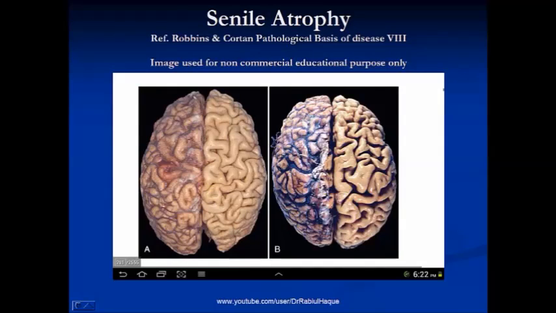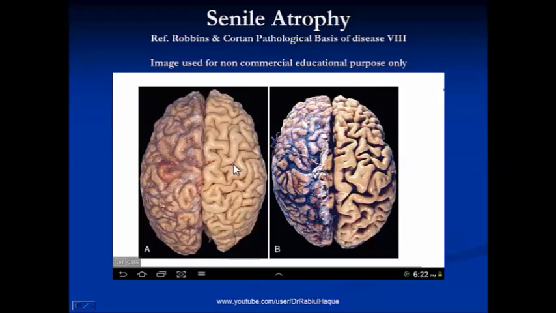Here are some images from your textbook, and this is an example of senile atrophy of the brain. As you can see, we have two images here. On the left we have a normal healthy brain. On the right side of this image, the meninges, the covering, has been removed, and on the left side we still have the meninges with all those vessels. Those are all vessels on the meninges. Here the meninges has been stripped off, and you can see the elevated ones are the gyri of the brain, and the grooves are known as the sulci.